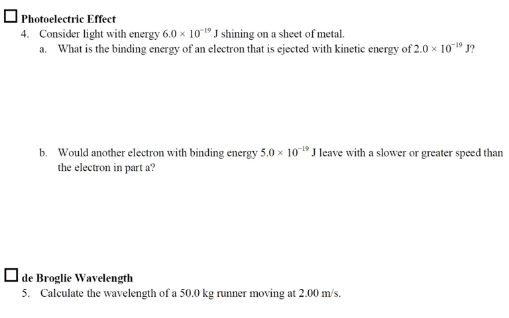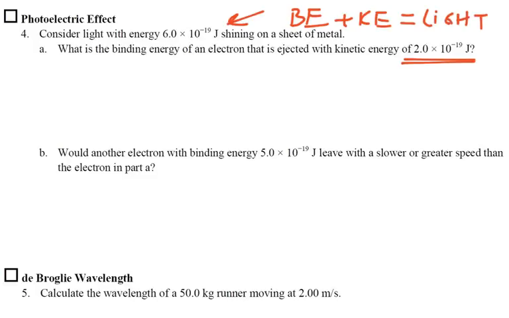Okay, for question 4, we're talking about the photoelectric effect, and the idea is that we're going to shine some light onto our piece of metal, and what happens is that an electron comes off with that kinetic energy. So we're saying that the binding energy plus the kinetic energy equals the light energy that went into releasing that electron. We know the kinetic energy and the light energy, and we want the binding energy, so we can just see that the binding energy is going to be the light energy minus the kinetic energy.